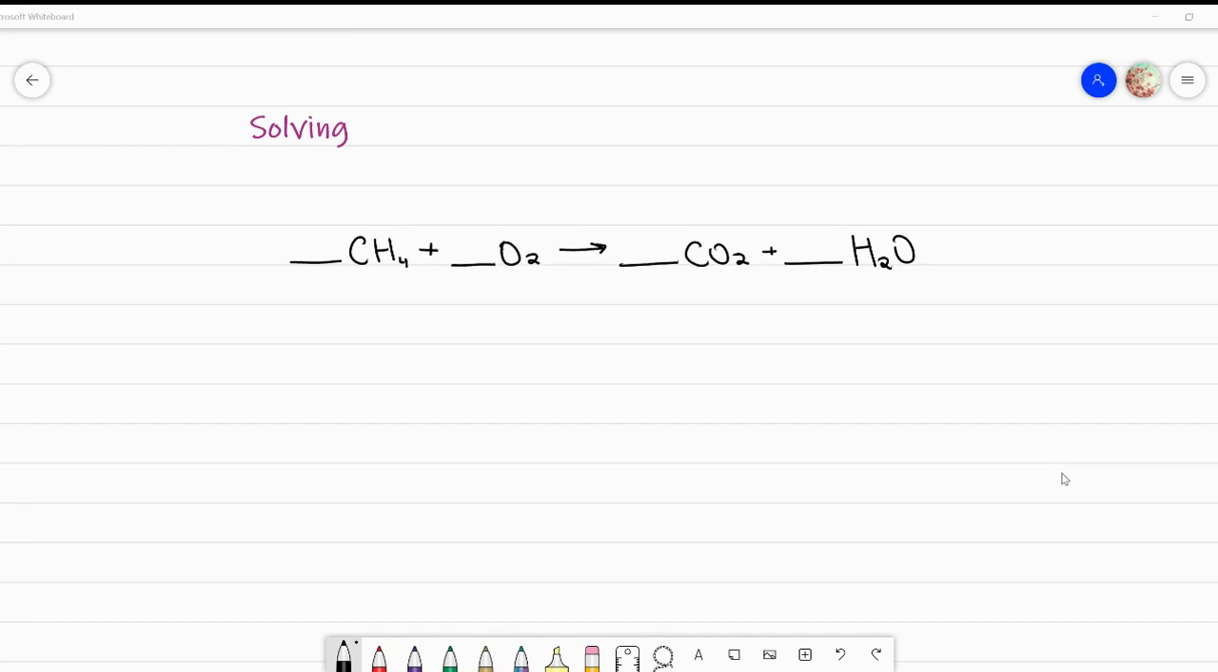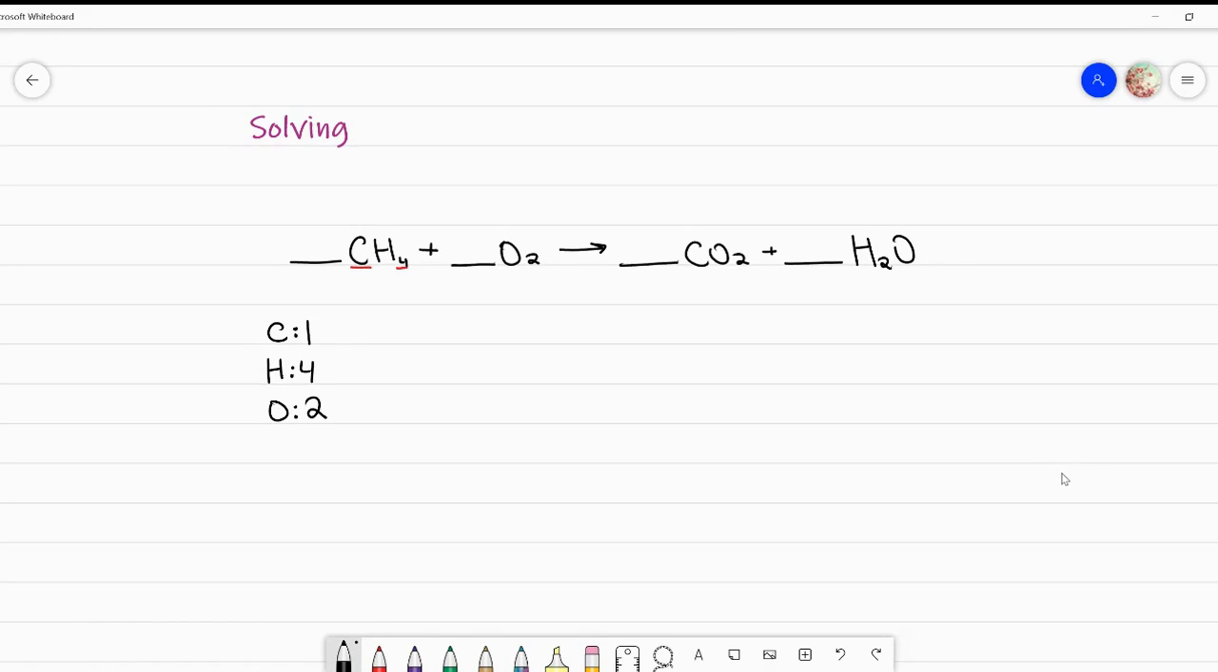So here we have CH4 plus oxygen is going to react to form CO2, which is carbon dioxide, plus H2O, water. So I like to write out whatever the element name is, and then the number of atoms we have. Sometimes you can even do whole molecules, but for this specific one, I'm just going to do them by element. So for carbon, we just have 1. For hydrogen, we have 4. Don't forget to read the subscripts. And then for oxygen, we have 2.